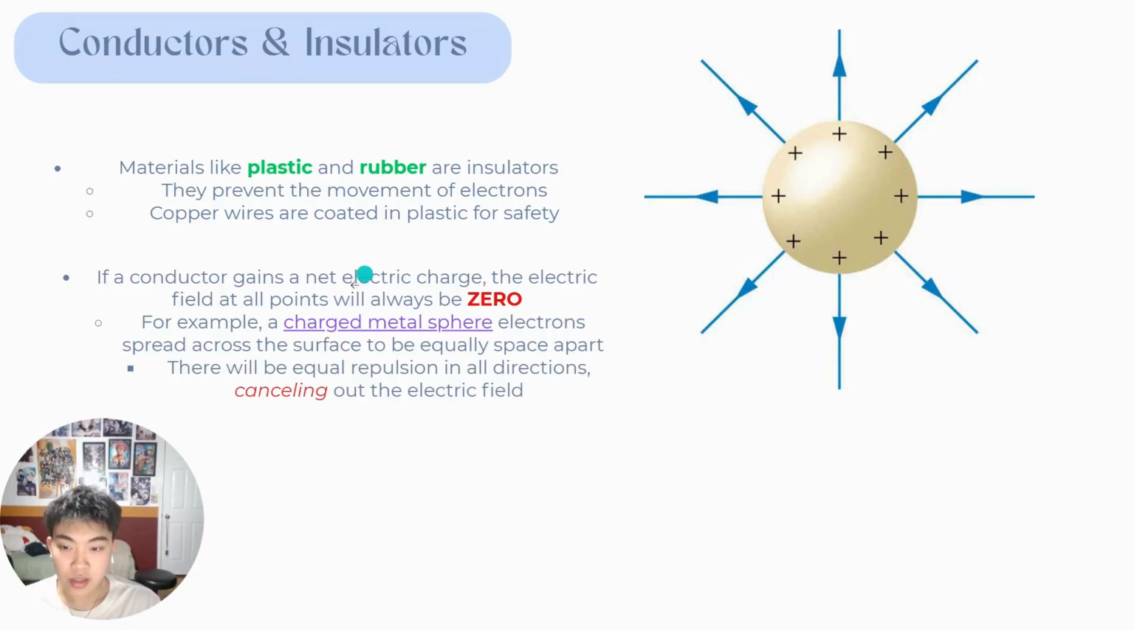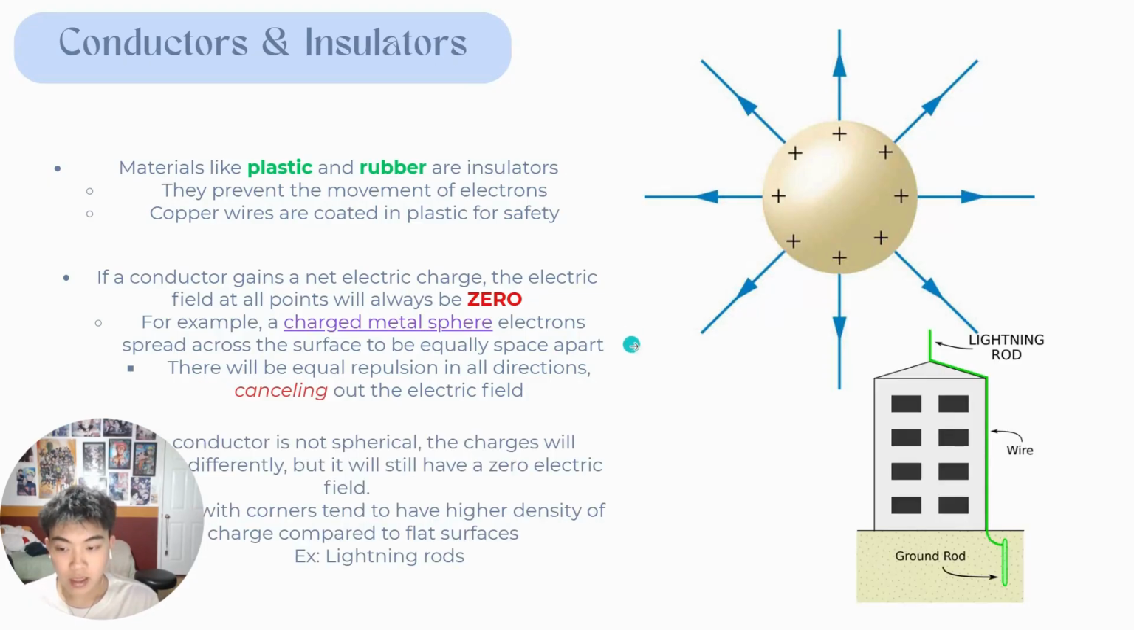If a conductor gains a net electric charge, the electric field inside will be zero. For example, in a charged metal sphere, electrons spread across the surface to be equally spaced apart. There will be an equal repulsion in all directions, canceling out the electric field. Now, if the conductor is not spherical, the charges will distribute differently, but will still have a zero electric field. Objects with corners tend to have higher density of charge compared to flat surfaces. An example would be the lightning rod.